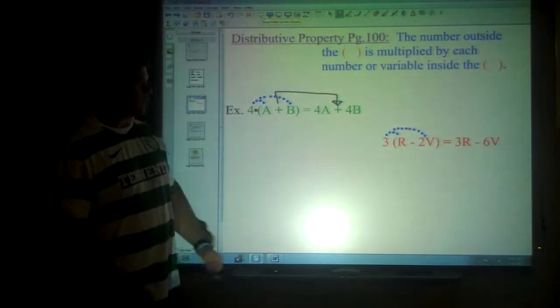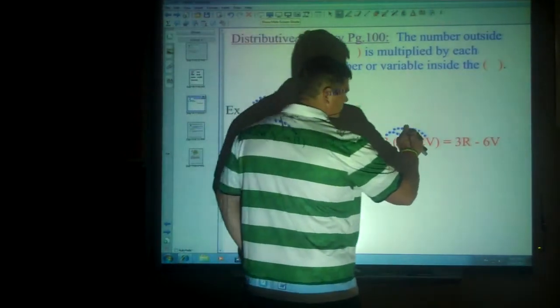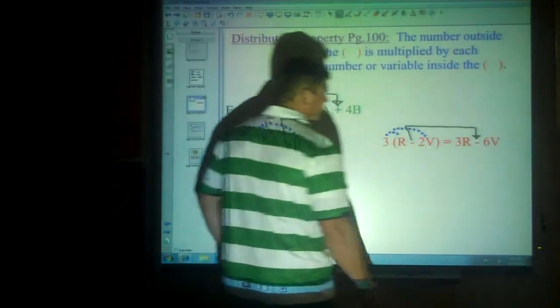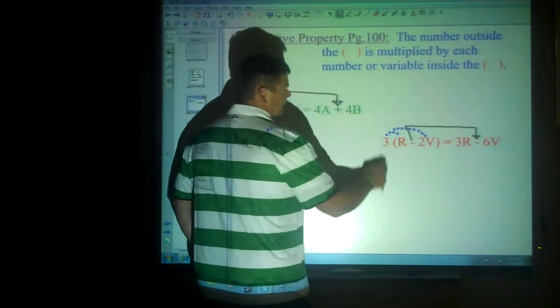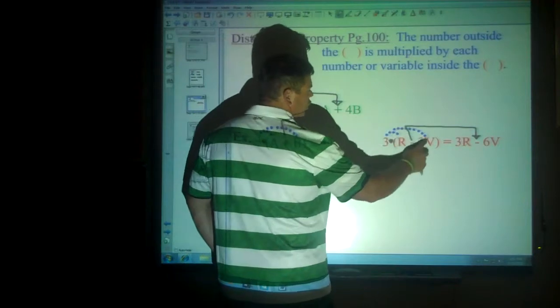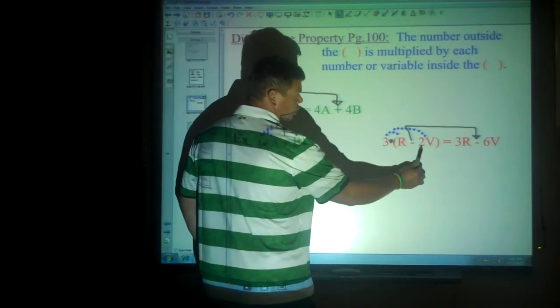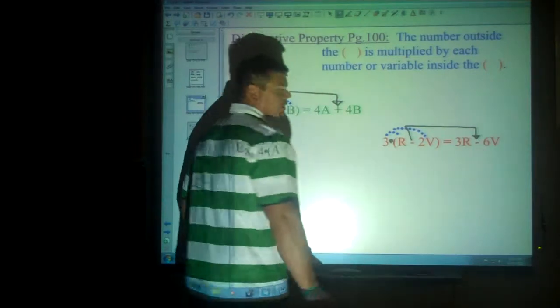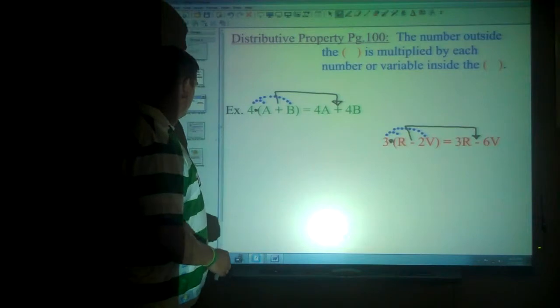Another look at this with subtraction here. We can keep the exact same sign. But you'll notice that now it's 3 times the R, which is 3R, and 3 times 2V. Because you can't multiply 3 times V, but you can multiply 3 times the 2, and that creates the 6. So we end up with 3R minus 6V.